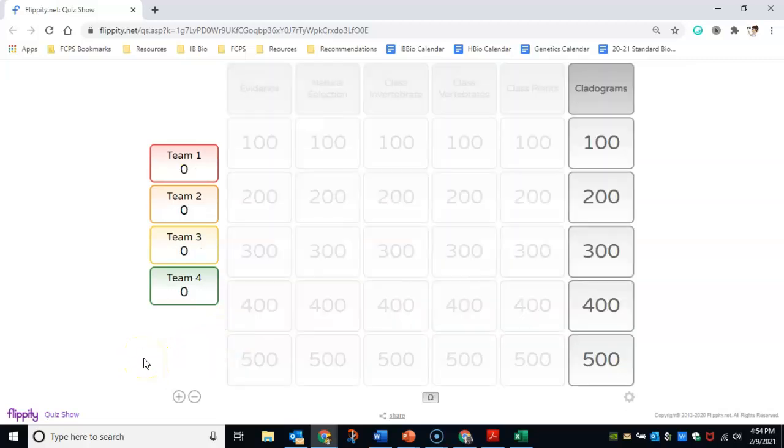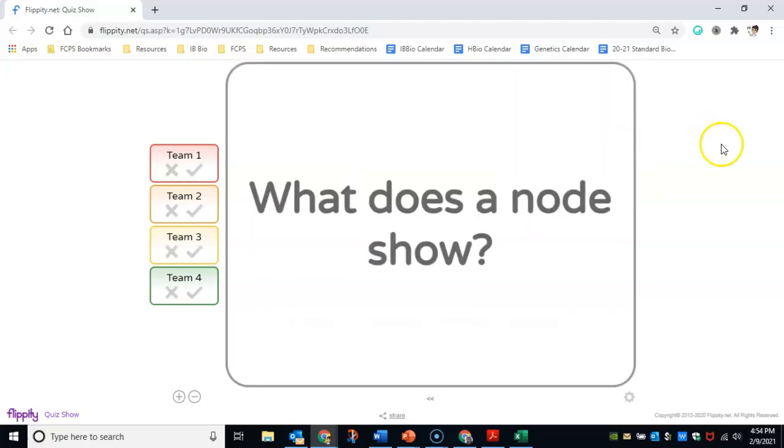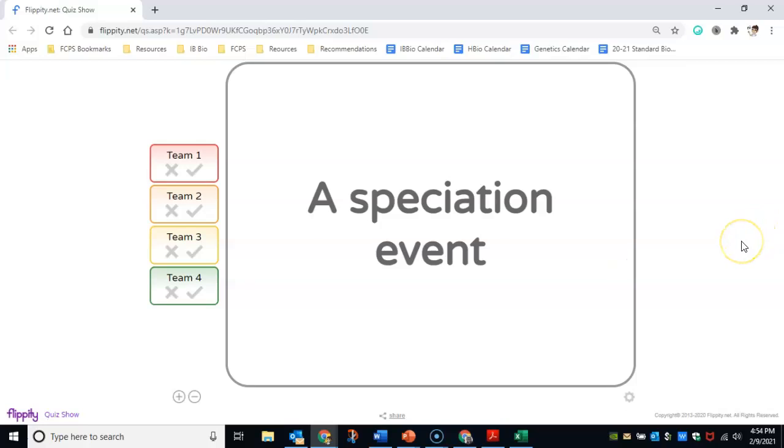All right, we are into our last column, all about cladograms. So start easy and get more challenging. For 100 fake internet points, what does a node show? What is the definition of a node in relation to a cladogram? And that is a speciation event, some event that has now differentiated that line into more than one line, two or more.